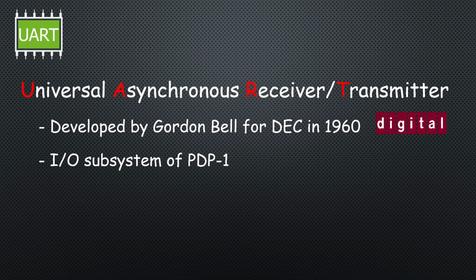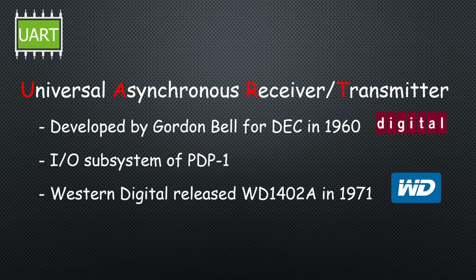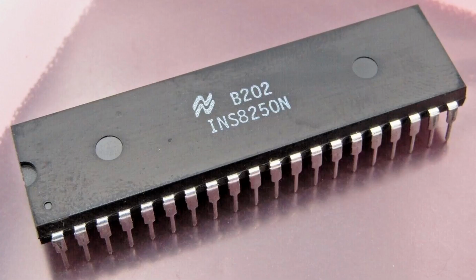The first widely available UART device was released by Western Digital in 1971, and this was followed by a host of devices from other manufacturers. Probably the best known device was National Semiconductor's 8250, which was used in the original IBM PC in 1981. And this device was prolifically cloned by other manufacturers when National couldn't keep up with demand for the device. The successor chip, the 16450, was released in 1984, and that was also a roaring success.